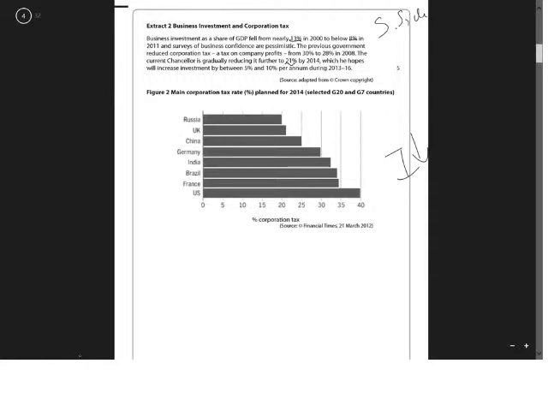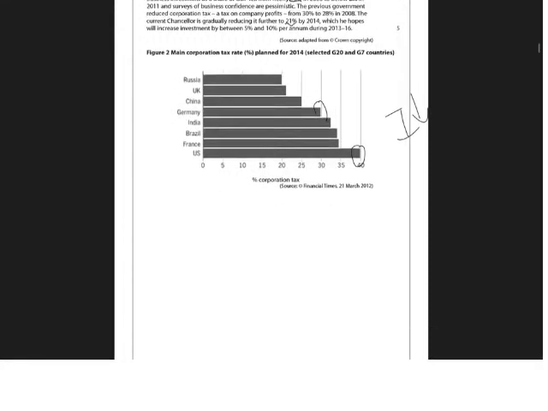And then you've got examples on this graph of relative rates. So even if the UK gets down to 21%, Russia is still cheaper, but most other countries have much higher rates, especially Germany up here at 30, and even the US here up at 40. So there may be some other reasons, not just corporation tax, why businesses may invest.